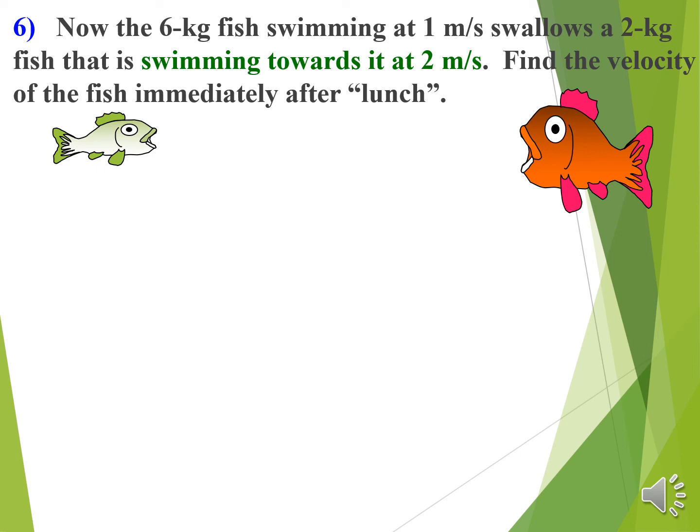Example number 6. Now the 6 kilogram fish swimming at 1 meter per second swallows a 2 kilogram fish that is swimming towards it at 2 meters per second. Find the velocity of the fish immediately after lunge. In the figure, before the collision, the 6 kilogram fish is swimming to the left at 1 meter per second, while the 2 kilogram fish is swimming to the right at 2 meters per second.